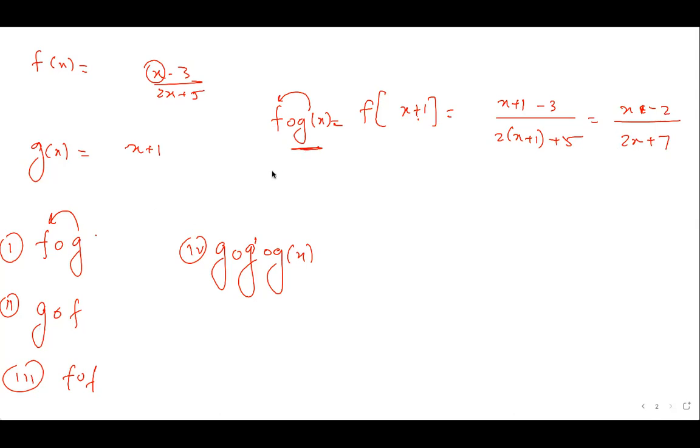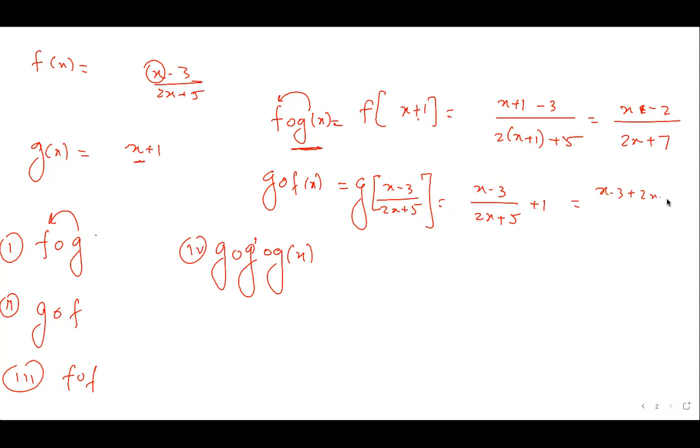Now what about g of f of x? In g of f of x, you replace this x with f of x. So g of f of x means you have to find x minus 3 over 2x plus 5, plus 1. If you wish to simplify, you take the LCM. So x minus 3 plus 2x plus 5, and the whole thing divided by 2x plus 5. So you get 3x plus 2 upon 2x plus 5.